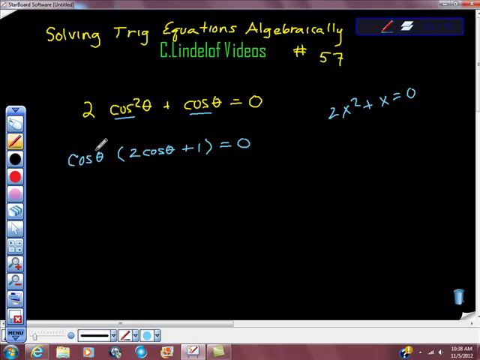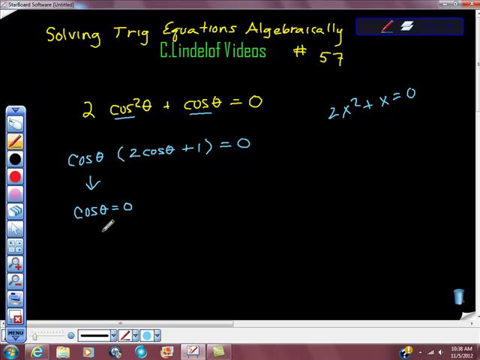Let's just check this out really quickly. If you go back here and distribute this back in, you'll get 2 cosine squared theta, and cosine theta times 1 is cosine theta. So we're doing this algebraically. And then all I'm going to do is set this condition here and say, when does cosine theta equal 0?